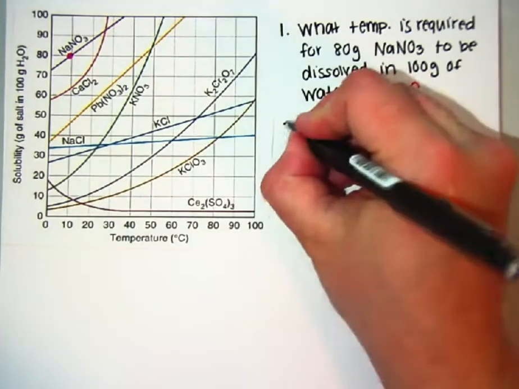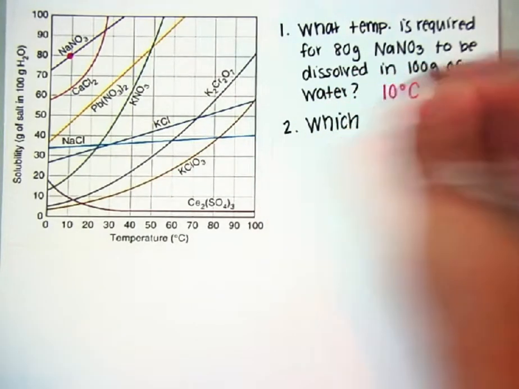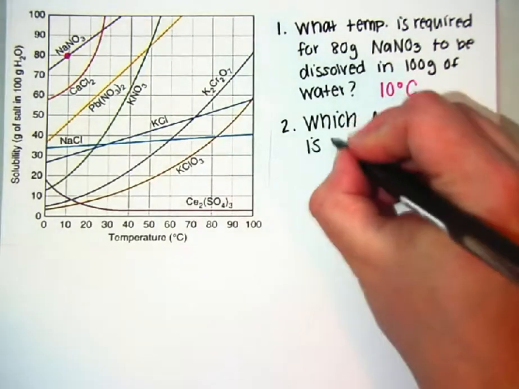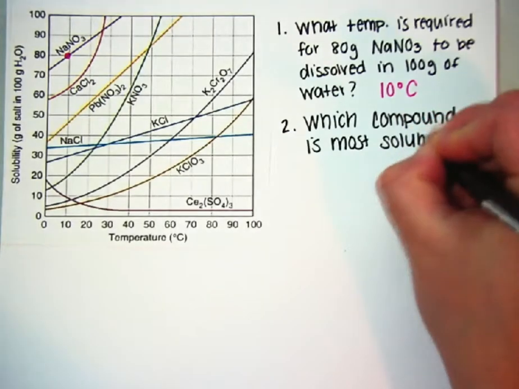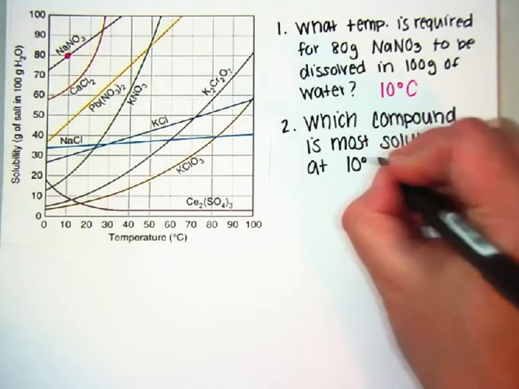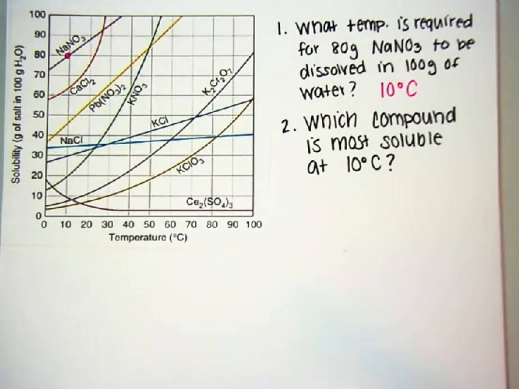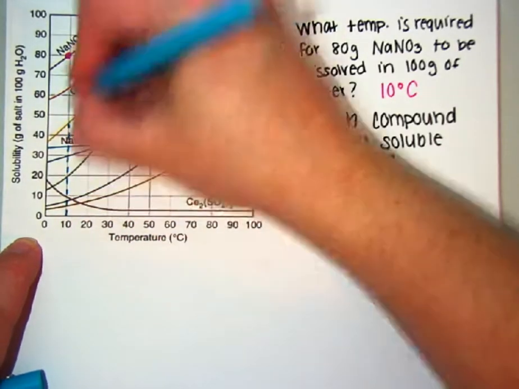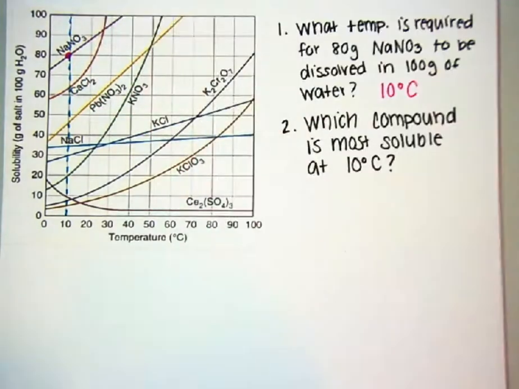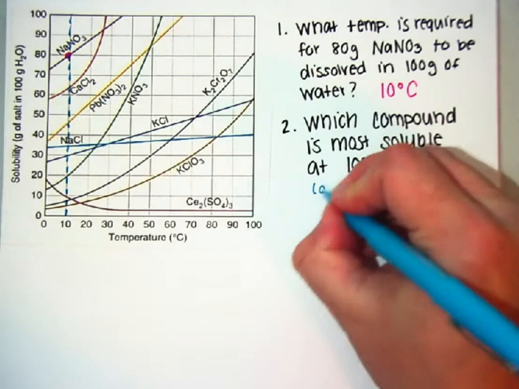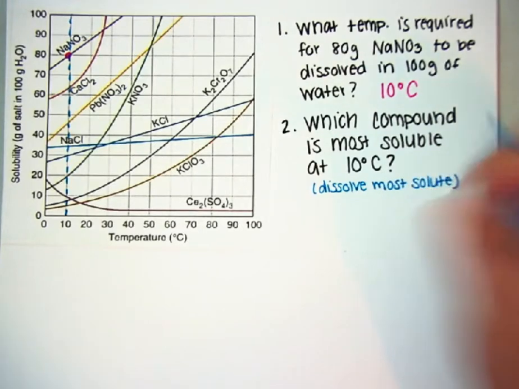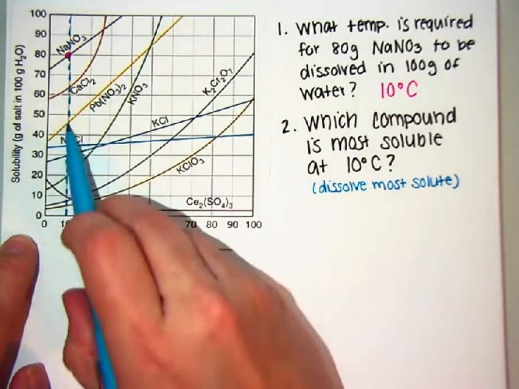Question number 2. Let's stick with 10 degrees Celsius. Which compound is most soluble at 10 degrees Celsius? So for this question, we are only looking at 10 degrees Celsius. And we want to see which compound is most soluble. Whichever one is most soluble can dissolve the most solute. So at 10 degrees Celsius, which curve can dissolve the most solute?